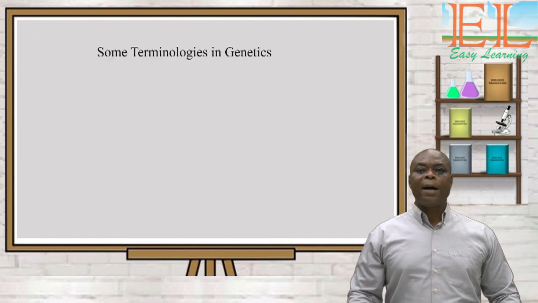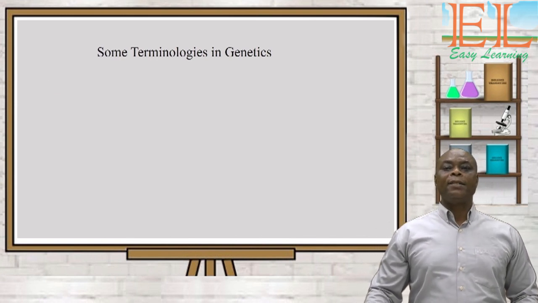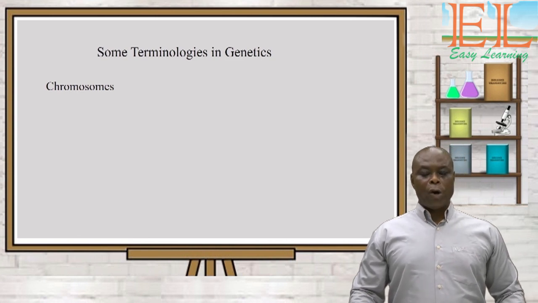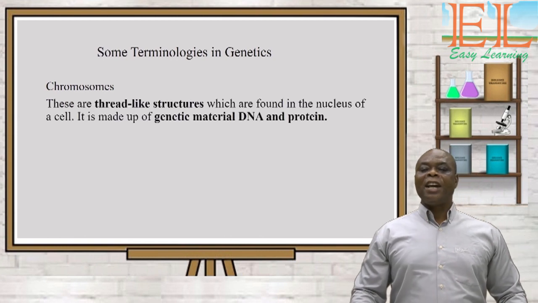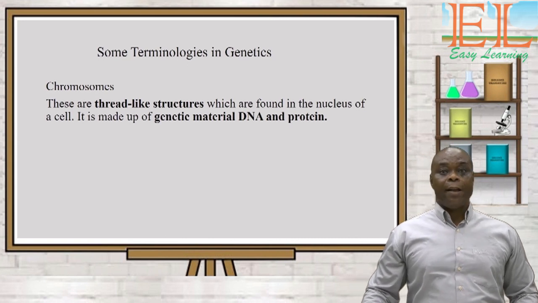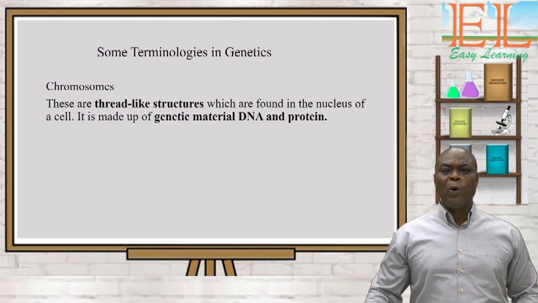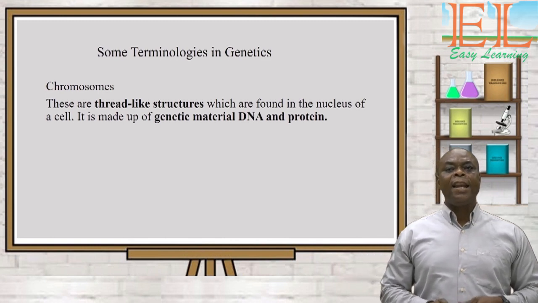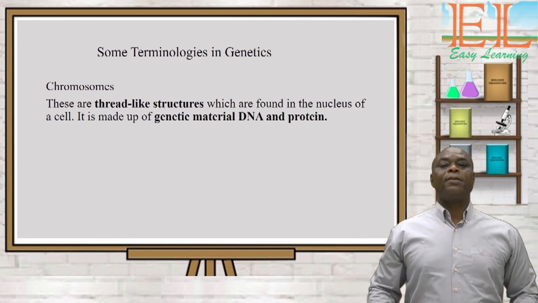Now let's go to some of the terminologies. The first terminology we'll look at is chromosomes. What is a chromosome, or what are chromosomes? They are thread-like structures which are found in the nucleus of a cell. So here, every cell contains thread-like structures which are known as chromosomes. These chromosomes contain the genetic material DNA and proteins.